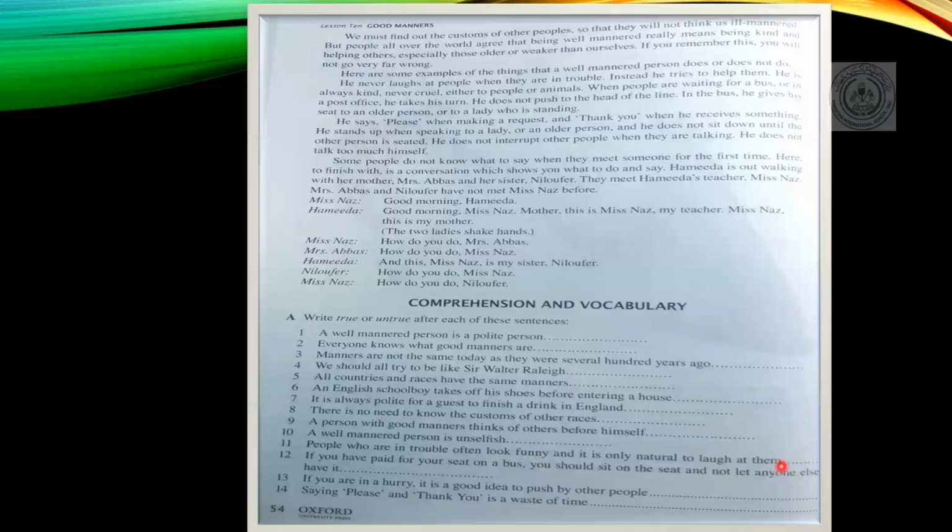Dear students, page number 54, we have the same lesson, that we must find out the custom of other peoples. We must find out the custom of other people so that they will not think us ill-mannered.